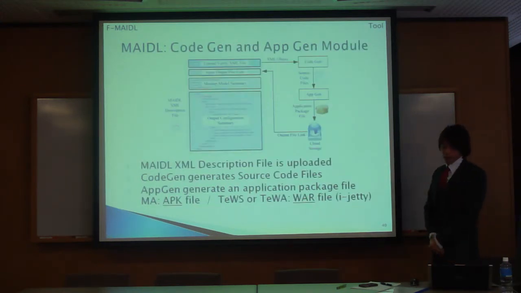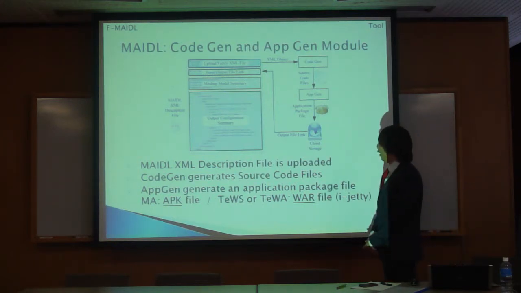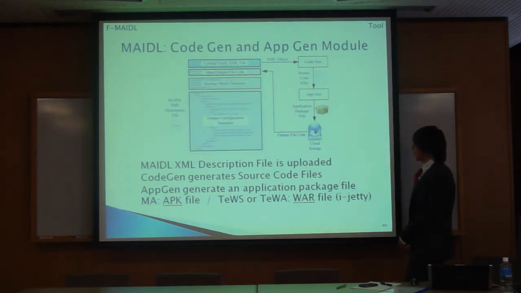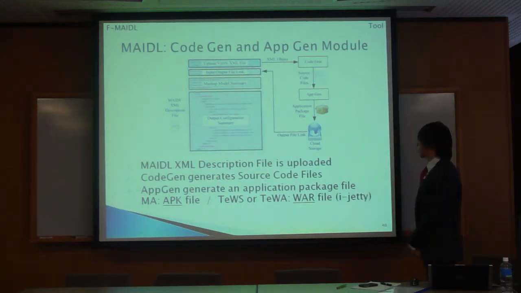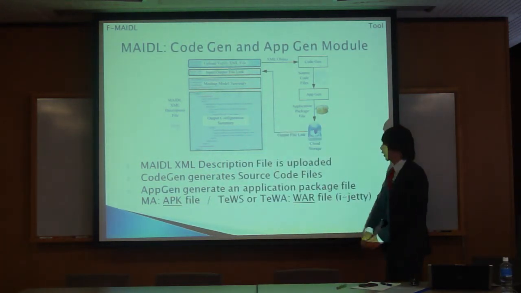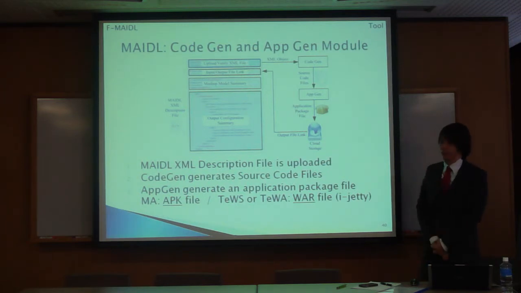After you get your XML description file, you can upload it into a web server which contains the code generator and app generator. The code generator generates the source code files, and later the app generator generates the application package file. For a mobile application, you will get an APK file. For thread web service and thread web application, you will get the web archive file, WAR file. For the IGT, IGT is the web server module available on Android devices.